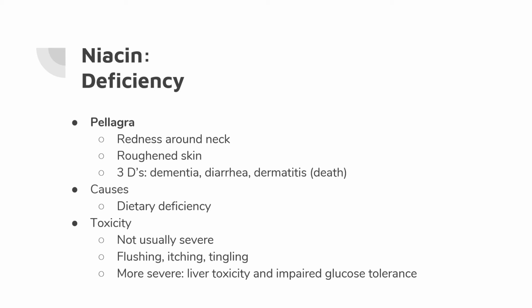The cause of niacin deficiency is just dietary insufficiency. And just like we saw with B1 and B2, there's not usually a severe toxicity, but there can be some, which is different from B1 and B2. So there can be a little bit of overexposure to niacin, and that would be characterized by flushing, itching, and tingling. And in more severe cases, also toxicity to the liver and impaired glucose tolerance.